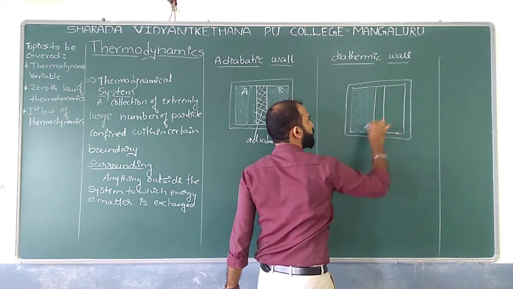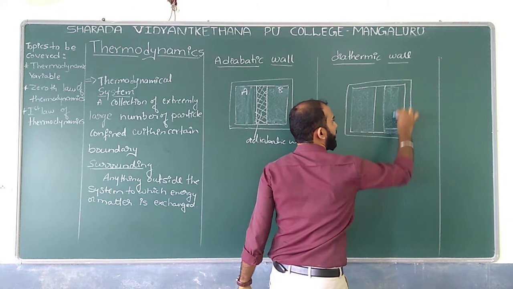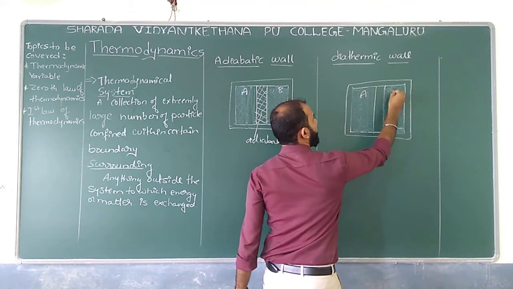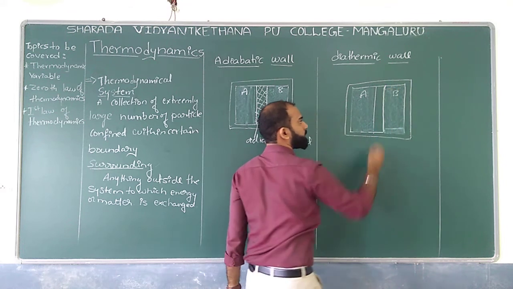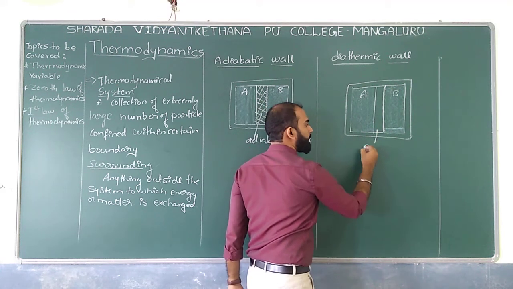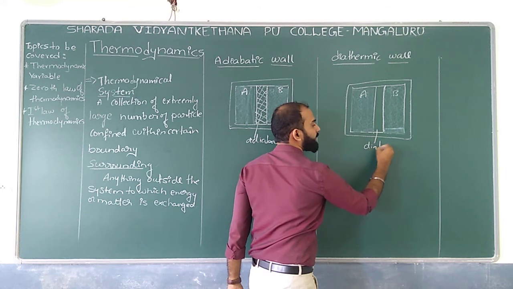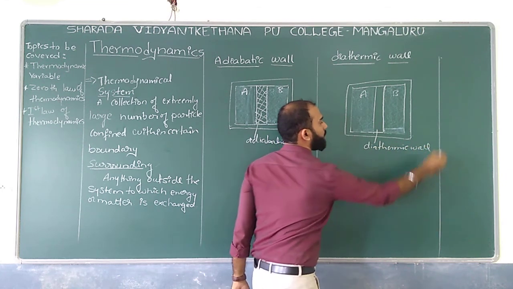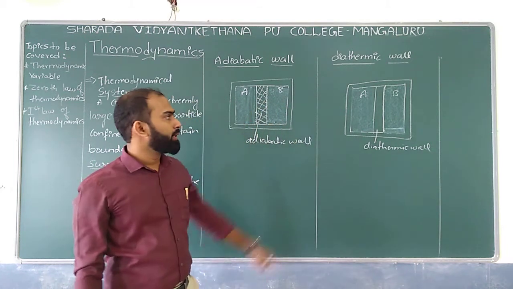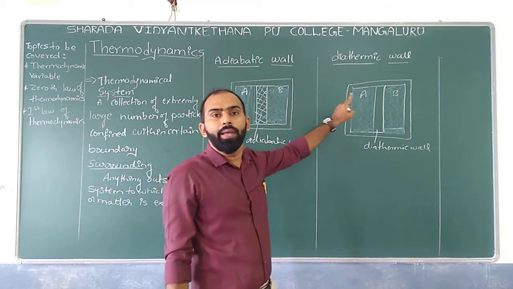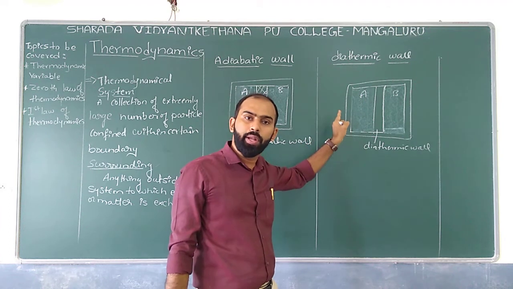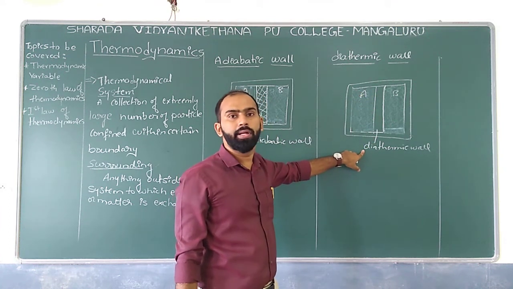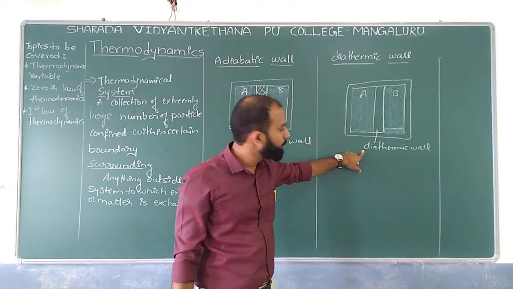So obviously, we are supposed to get the two systems somewhat like this. Let us consider two systems, that is the system A and system B over here. Now what wall have you taken? That is nothing but the diathermic wall. So what do you mean by diathermic wall? It can allow heat to transfer from system A to system B. So that's why it is a non-insulated wall over here.